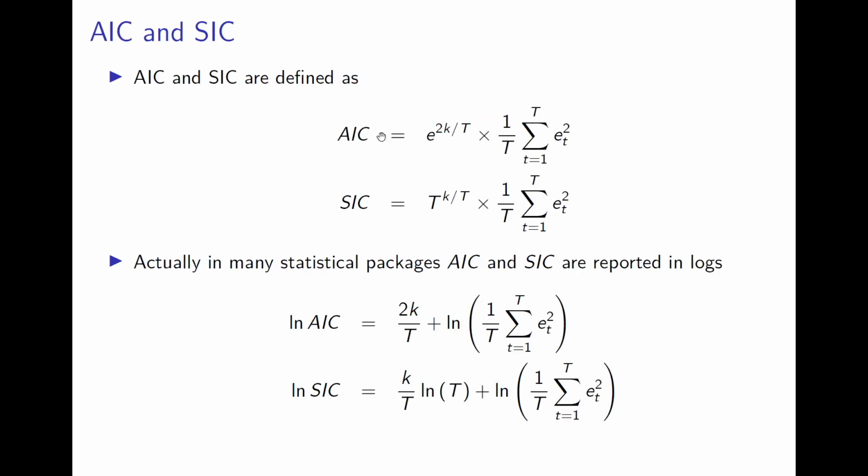AIC doesn't have that property, but the formula looks like this. We take MSE and we attach e to the 2k over t. So as k gets larger, this thing gets large pretty fast.